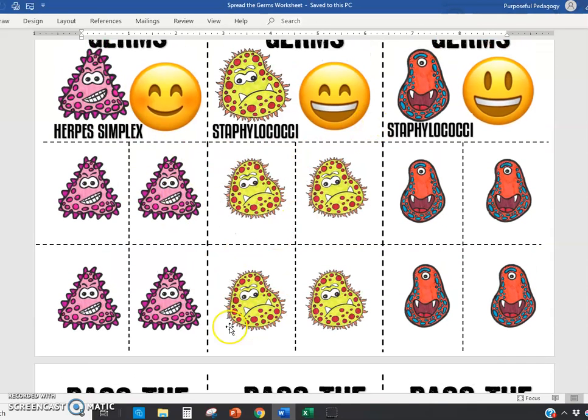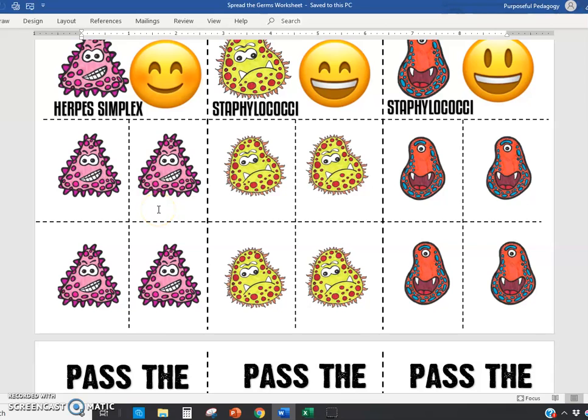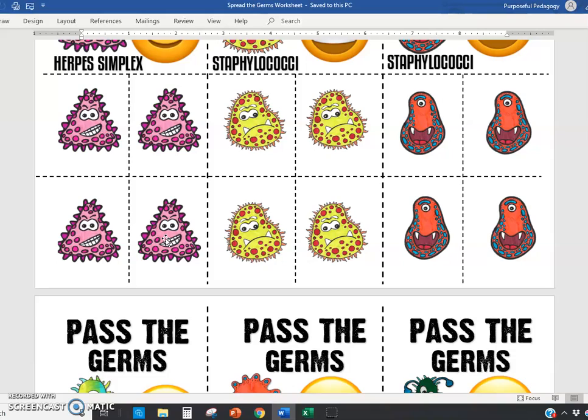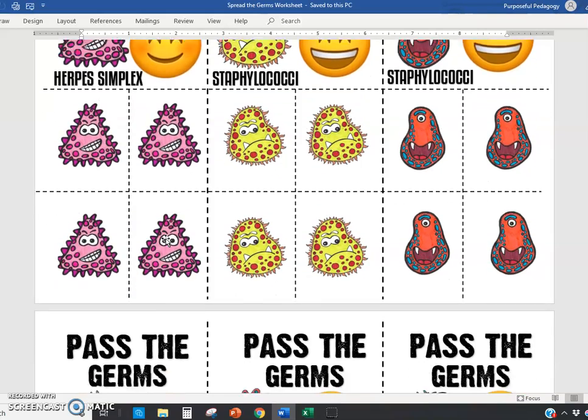So again, they get their little germs. Then on my go, they're going to exchange each one of their germs for another person's germ that is unique to them. So in other words, they can't exchange 2 with one student. So everybody's going to exchange. I tell them they're not allowed to look to see what they're getting, and they just have to accept whatever it is, because in the real world you don't get to choose which germs you come into contact with.